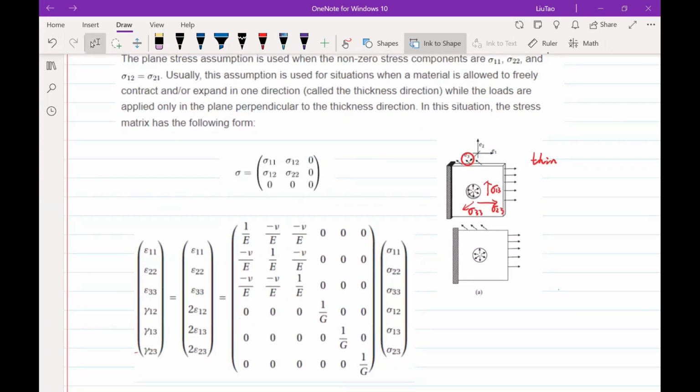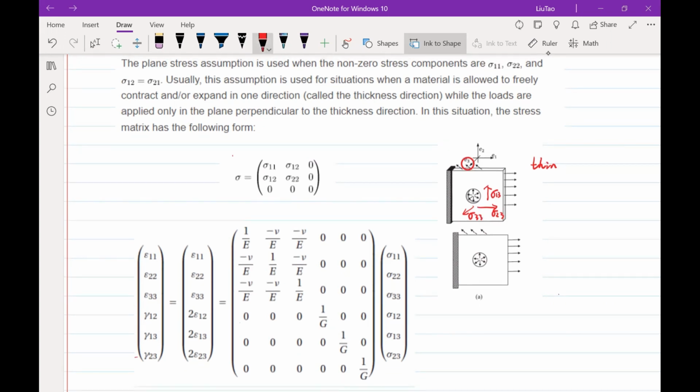In this situation, the material matrix can be simplified into a 3 by 3 matrix. Now let's take a look. For plane stress, the stress state matrix will look like this.